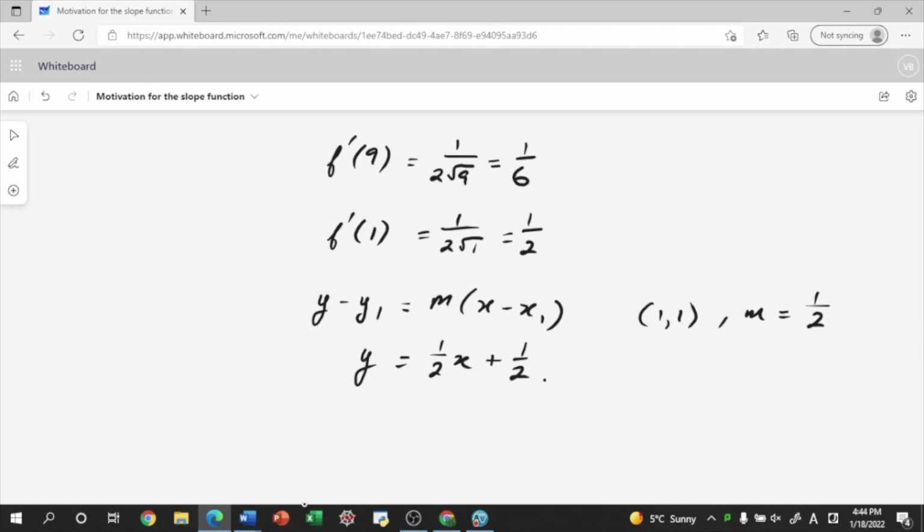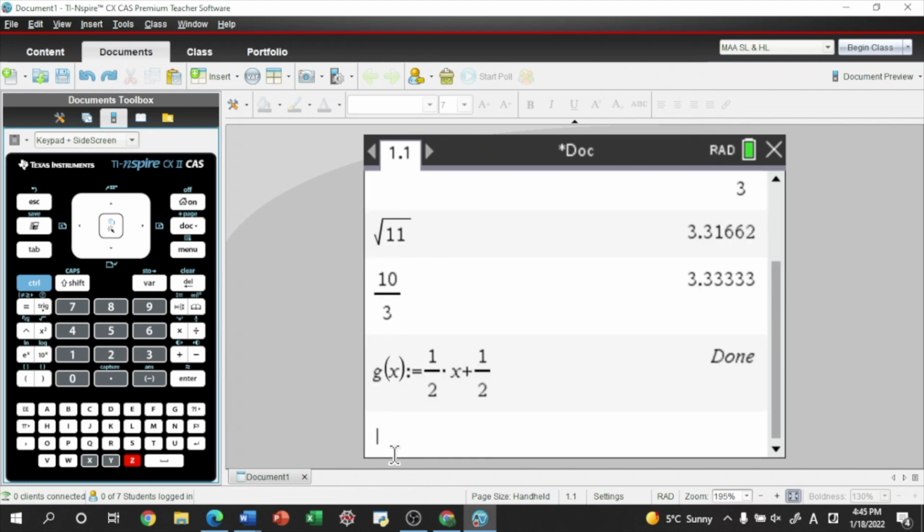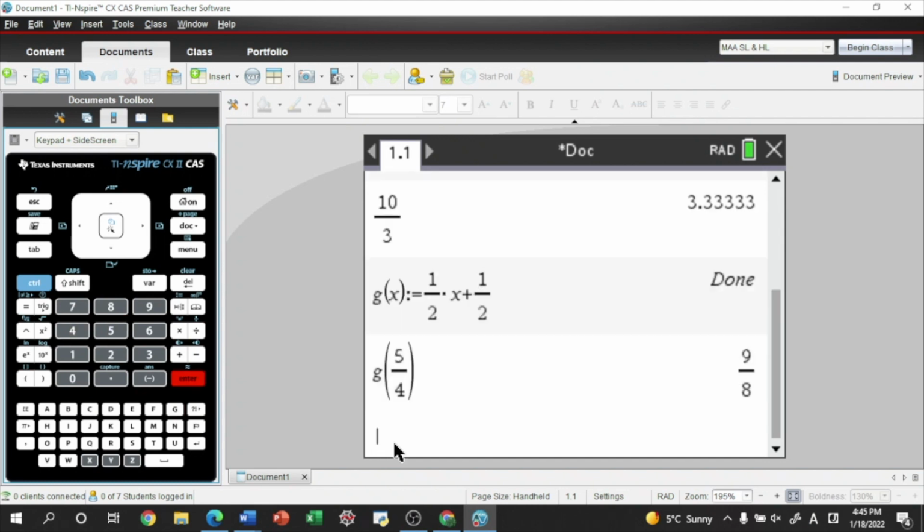Okay, just for good luck, let's practice assigning this to our calculators one more time. This time I want to program it in as g of x. So g parentheses x, and then I move out of that, control template button, and my function is 1 over 2 x plus 1 over 2. Now I'm ready to evaluate g of 5 on 4. Once again, we get a nice looking expression.